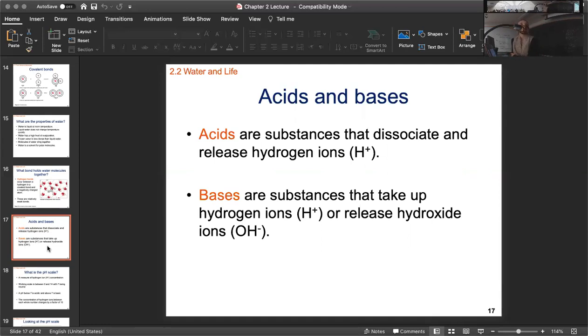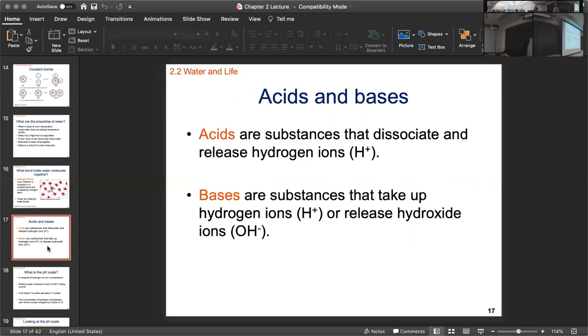So acids are substances that dissociate and release hydrogen ions. Essentially, I think of them as positively charged. They've got a bunch of hydrogens, okay? Bases are substances that take up hydrogen ions or release hydroxide ions, so they have OH negative. Okay, that's kind of a bigger definition of essentially these are going to be our low numbers and these are going to be our high numbers from 0 to 14, and kind of in the middle is that neutral.